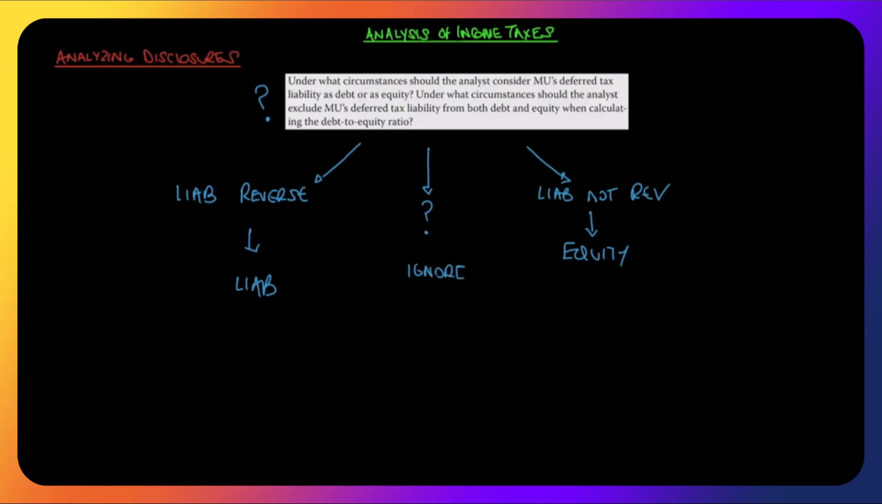So under what circumstances should they exclude the deferred tax liability from both debt and equity when calculating the debt to equity? When you are uncertain. When you're uncertain of the timing and the probability of those future cash flows. So it's a little bit odd, as I say, how the module is set up, the way they just sneak that question in at the end. I think it's part of the previous LOS, but it is just worth being aware of.